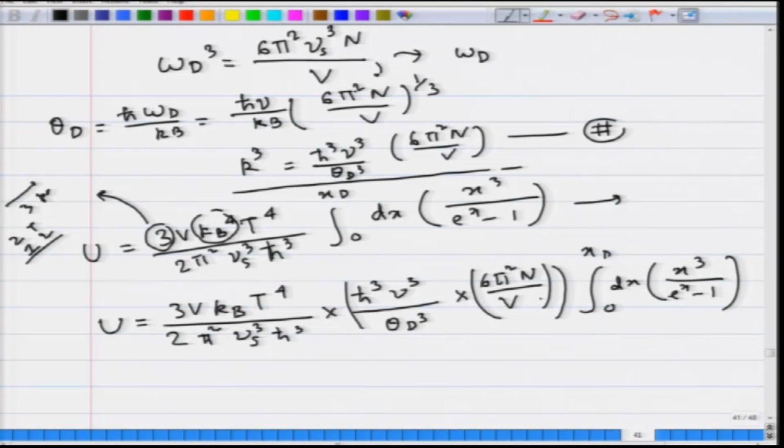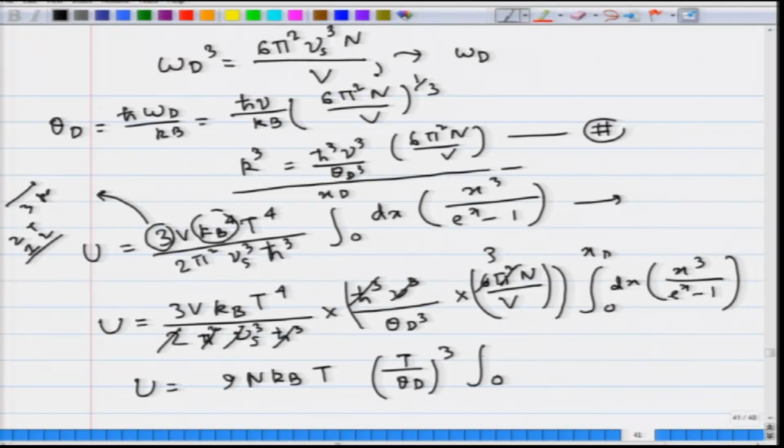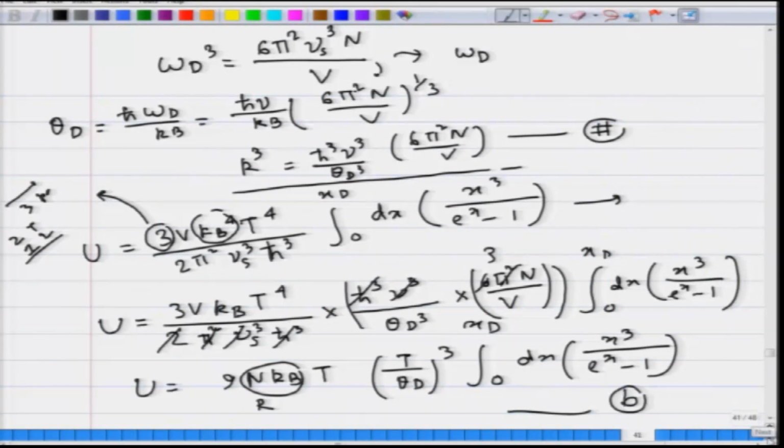So there will be k cube, and I am replacing this k cube. By eliminating everything you see there will be a lot of elimination, the mu s will always cancel, and we get u equals 9 n kb T by theta d whole cube, integral 0 to x d of dx x cube by e to the power x minus 1. So this is R, it is option B. So this is done for problem 4.